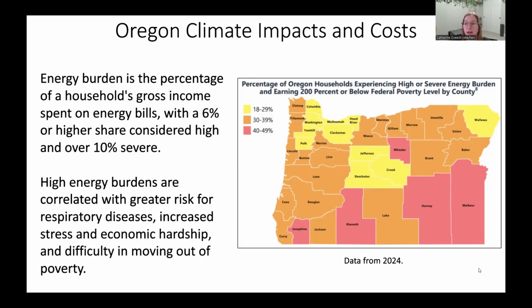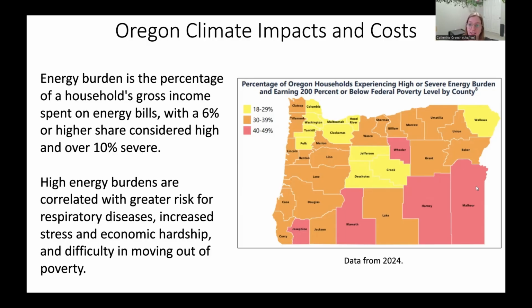So we are thinking about the inequity in how climate change is affecting Oregonians. The yellow is 18 through 29%. The orange is 30 through 39%. And the pink is 40 through 49%. So that means almost half of people are energy burdened, which is pretty amazing. Check this out, and see if you can identify any patterns.